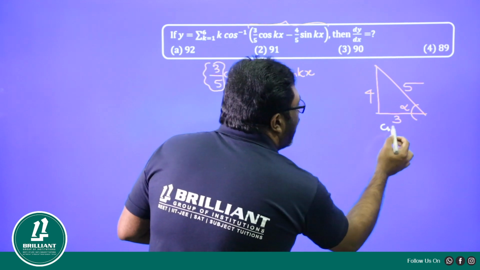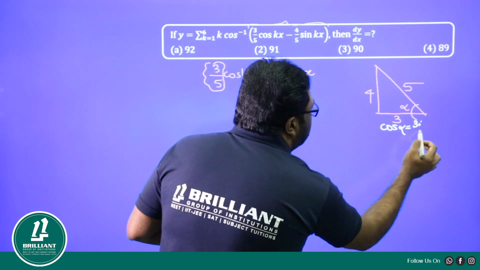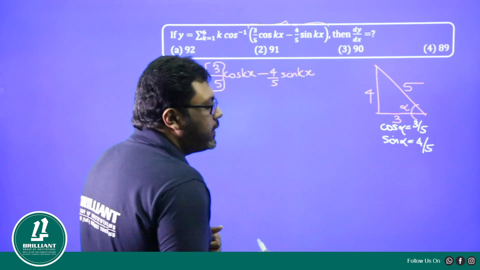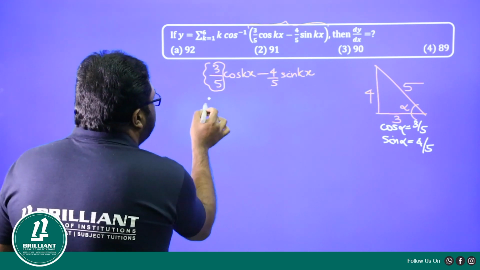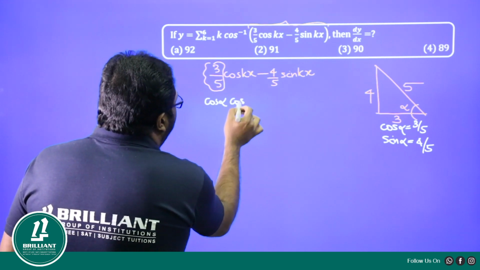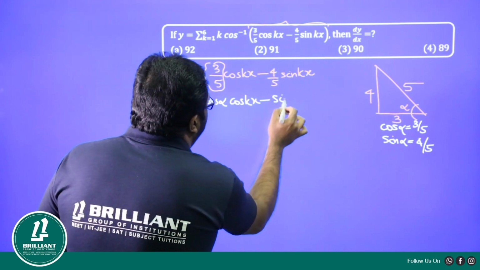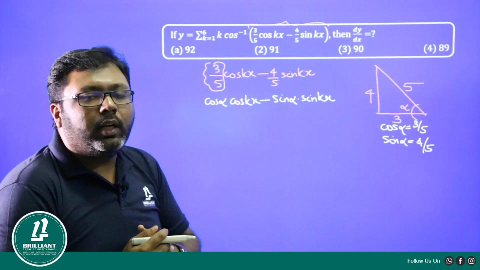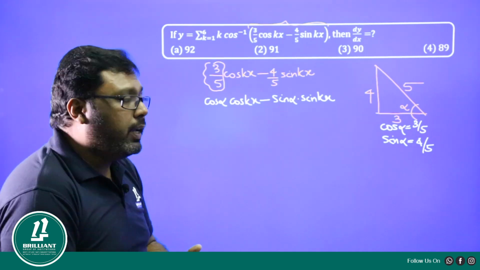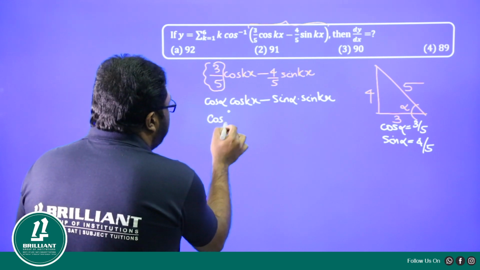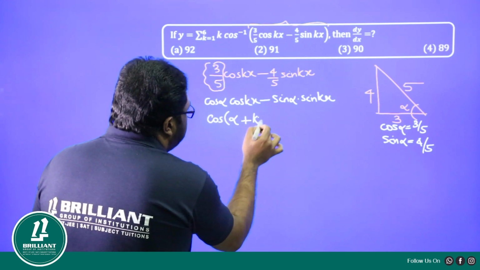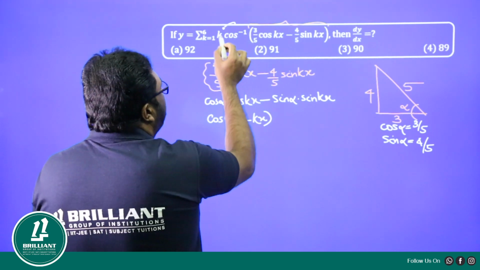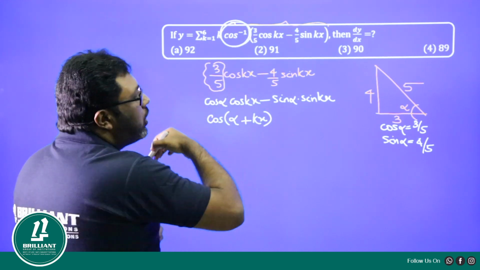So can I say cos alpha equals 3 by 5 and sin alpha equal to 4 by 5? Yes. Apply it over here. Can I say this as cos alpha cos kx minus sin alpha sin kx? Now this is a very familiar trigonometry formula. Cos A cos B minus sin A sin B is cos A plus B. Now did you understand why I made it as cos? Because I have a cos inverse over here.